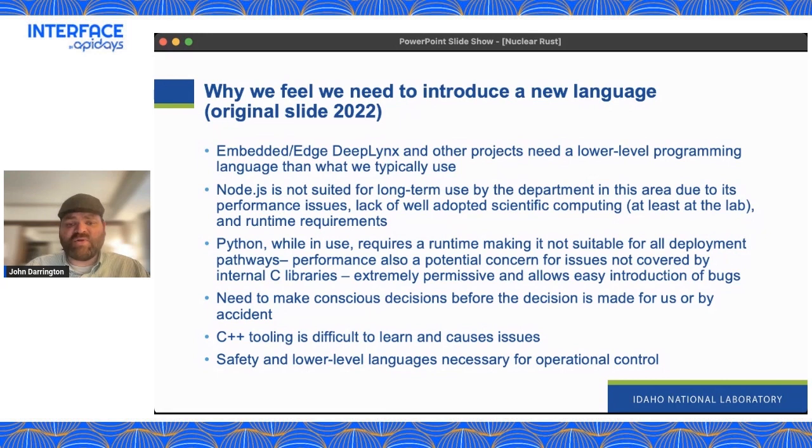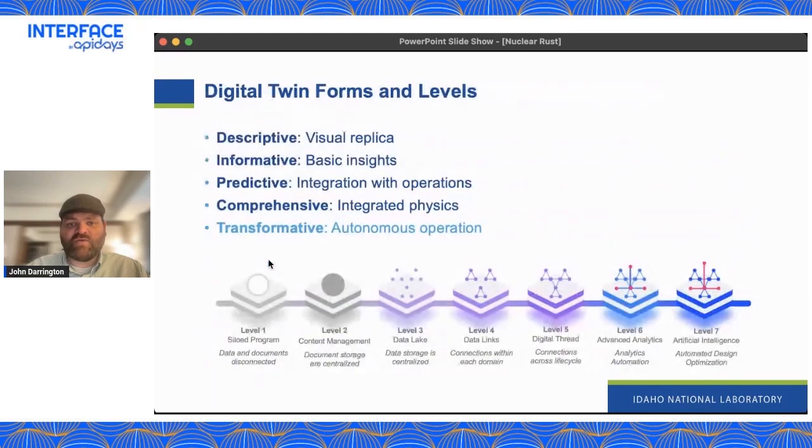And then the last bullet point here, which is safety and lower level languages necessary for operational control. Now, you might be asking yourselves, well, why do we need a low-level language, and why do we need operational control? What are we doing as a department that we need this kind of thing? And what we're doing as a department is building what you call a digital twin.